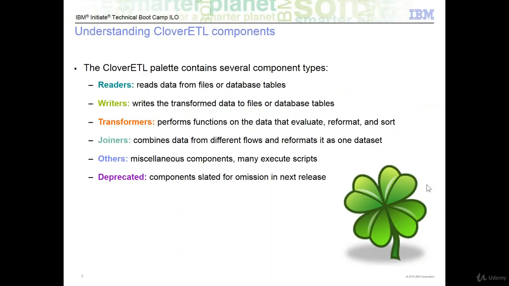Now the palette for Clover ETL has several components: readers, that read data from files; writers, that write the transformed data to file; transformers, which perform functions on data that are evaluated; joiners, which combine data from different flows; then others, which are miscellaneous components that may execute scripts; and deprecated, the components slated for omission.